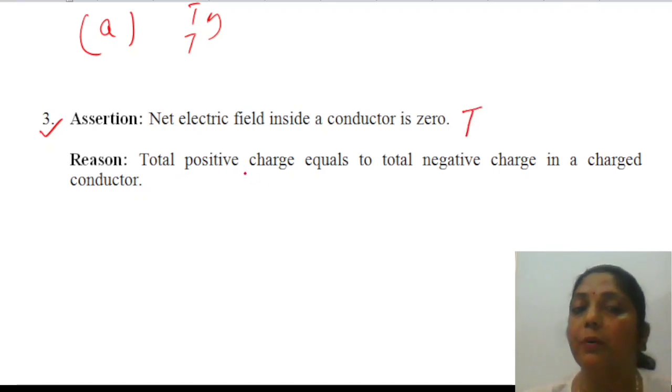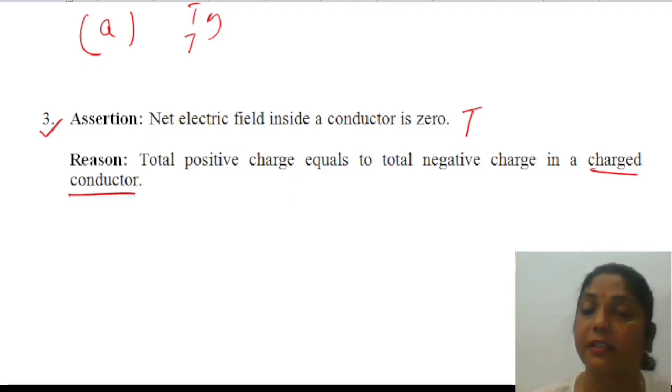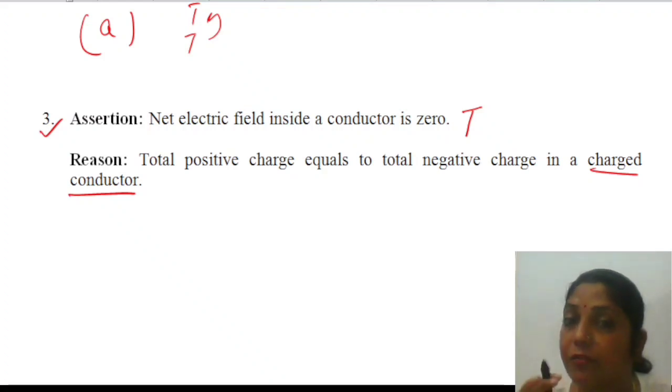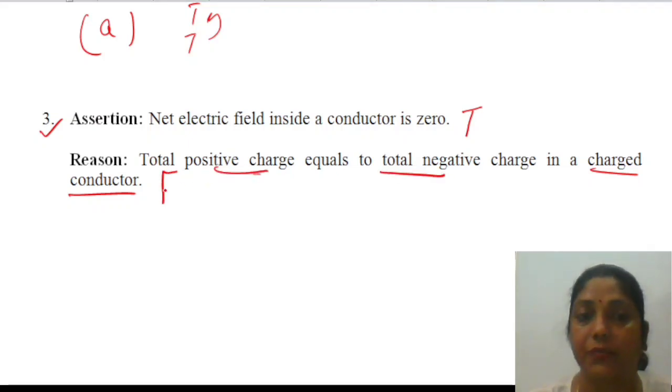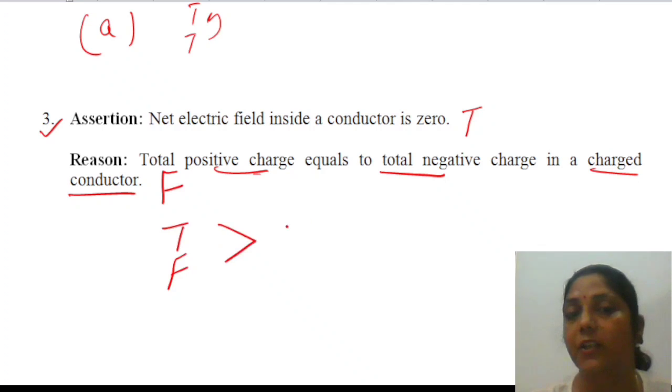Reason: Total positive charge equals total negative charge in a charged conductor. Is this statement correct or false? Charged conductor means some charge accumulates on the surface of the conductor. So in that case, if conductor is charged, does total positive charge equal total negative charge? No, this statement is false. So here assertion is true but reason is false. Which option is correct? Option number C. Assertion true and reason false.